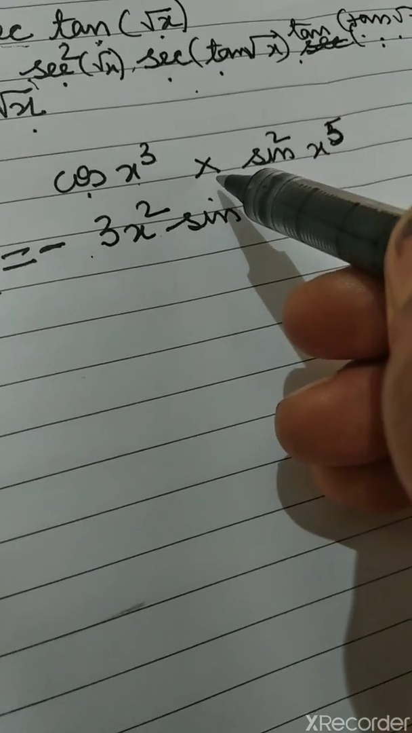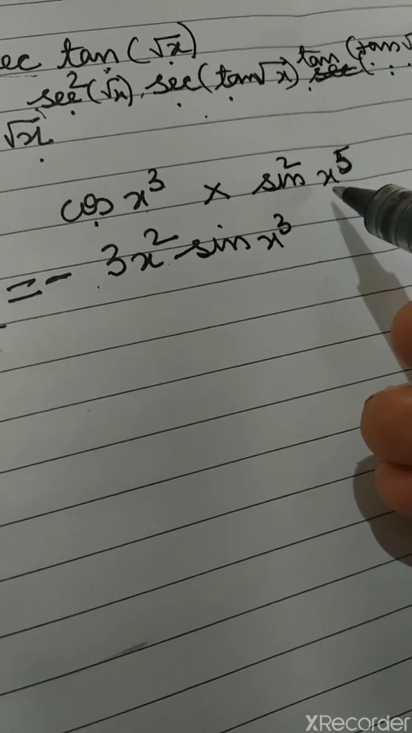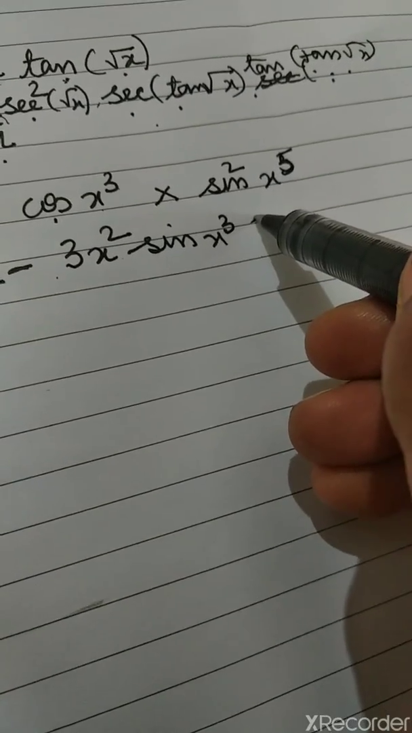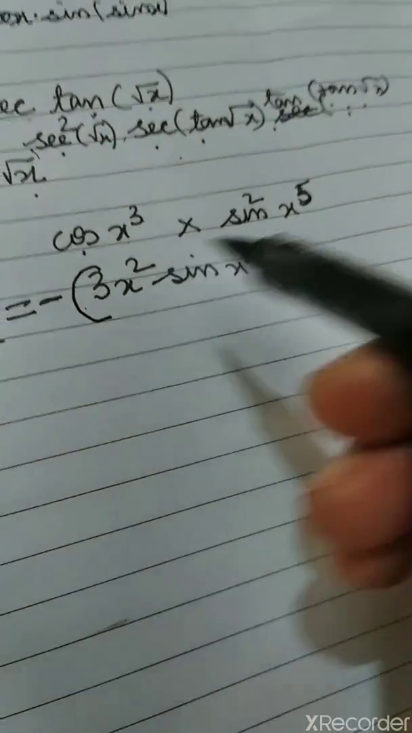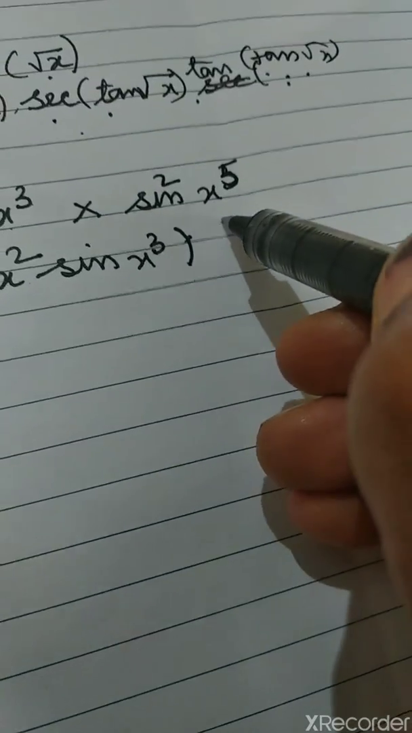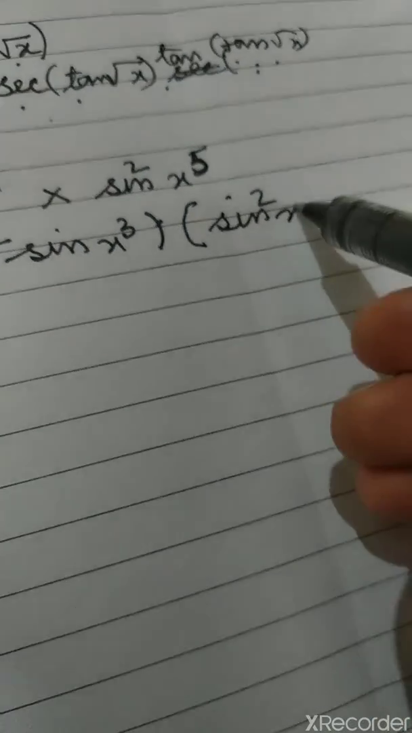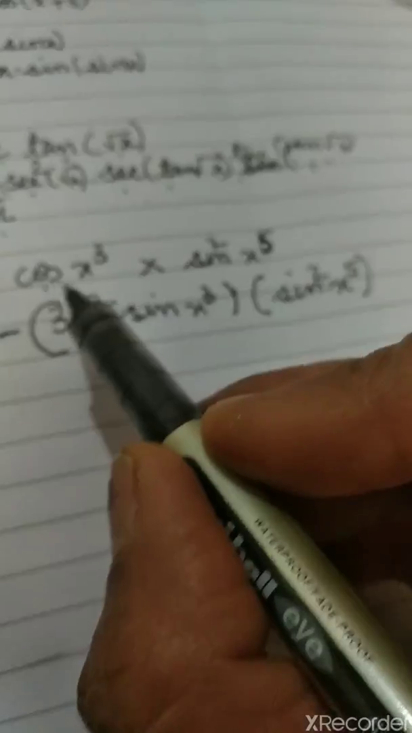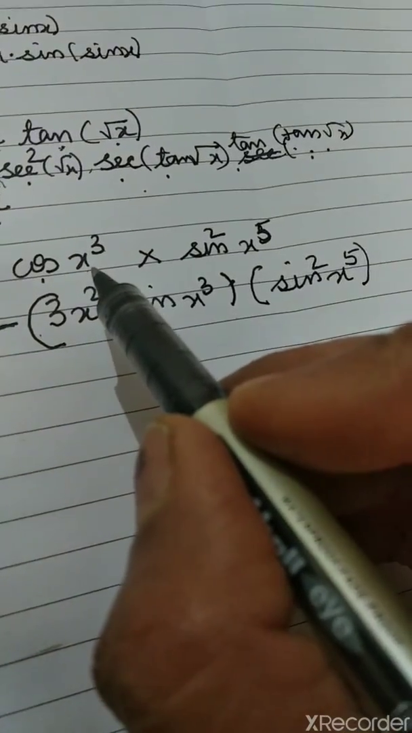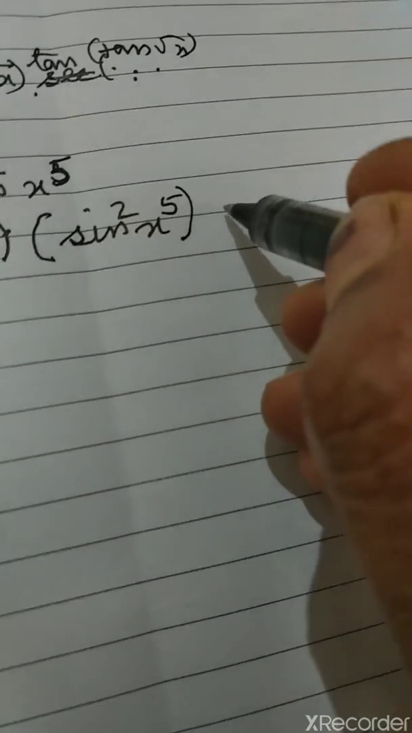As I said, the remaining function here is only one function, it's just to be multiplied. When you have more than one term, we prefer to use brackets. So the second expression that we have is put in a bracket, which is sine square x to the index 5. So the first function differentiated is cosine, multiplied by the rest of the functions, plus, that's the product rule.